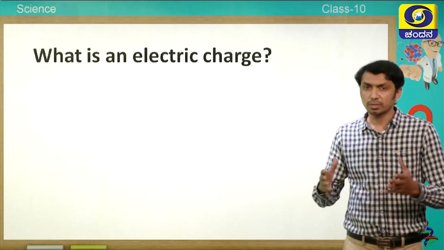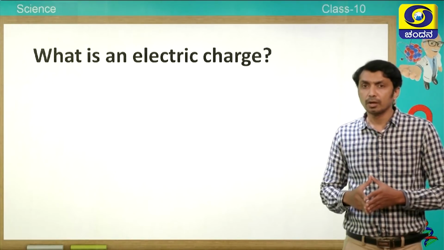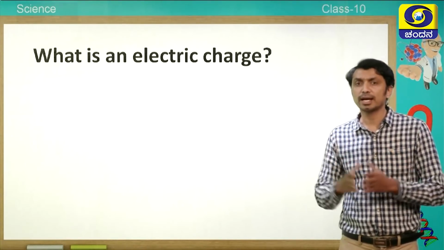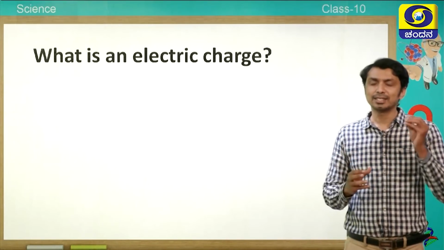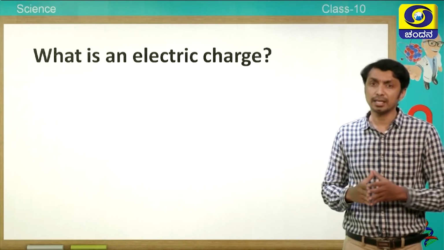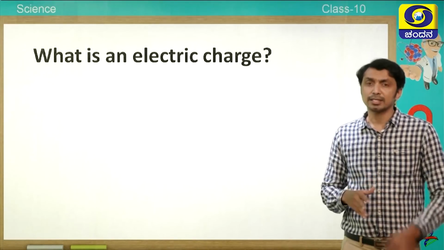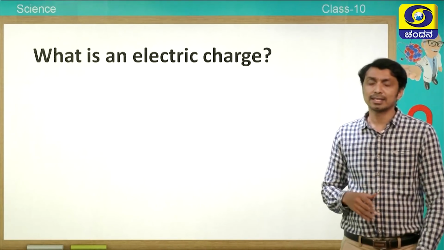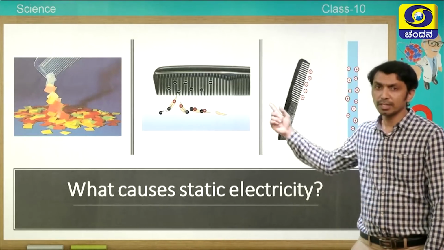Children, you just watched this activity. So what is the reason for the hairs to get attracted? Yes, it is the charges which are present in the balloon that attract the hairs. So how is it happening? Yes, this is what we call static electricity. I am sure all of you have done this activity.